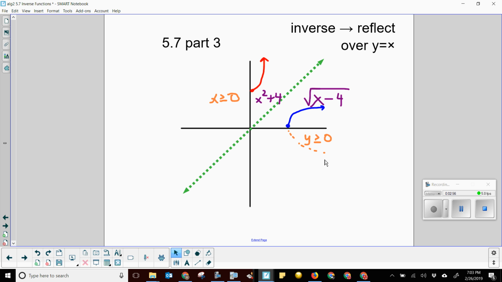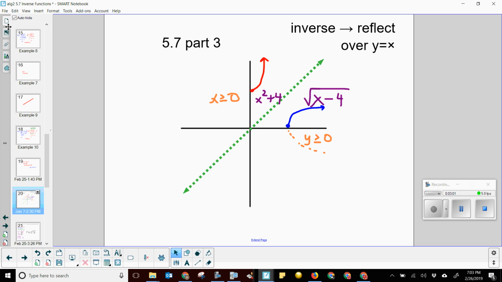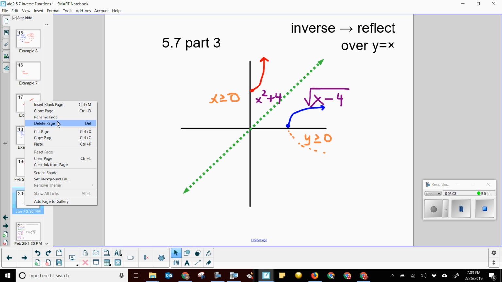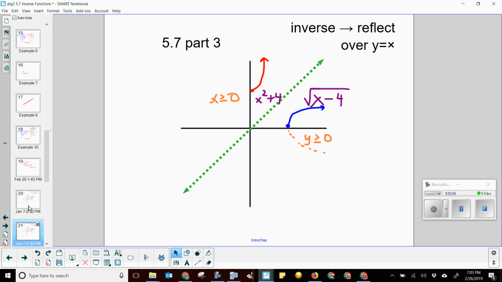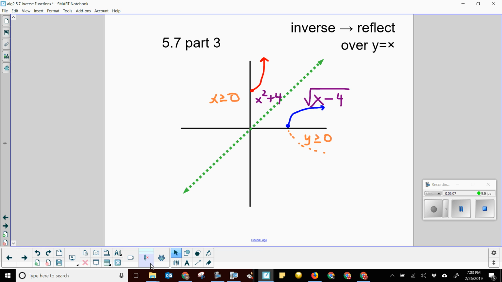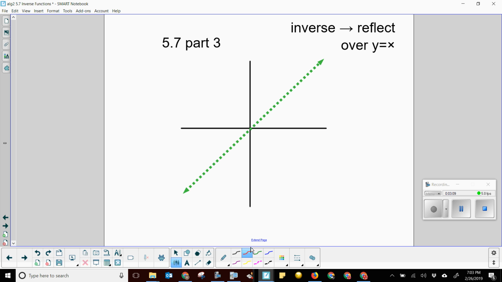It's a little weird, but it's the same thing with x squared, something like that. This would be the inverse. The problem is this is not a function. Our vertical line test says if I touch 2 spots at the same time, it's not a function. So how do we do this?